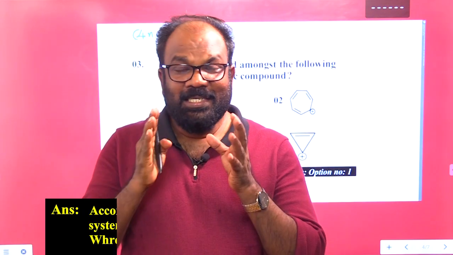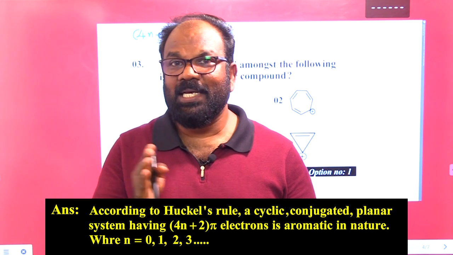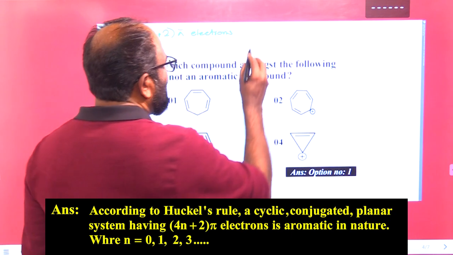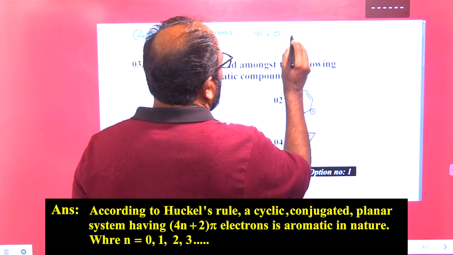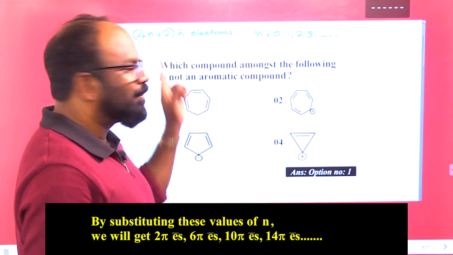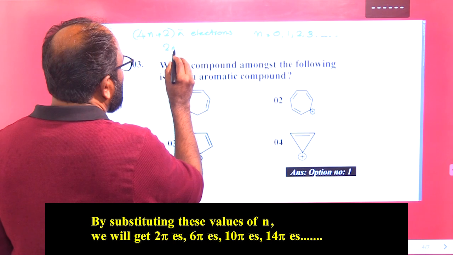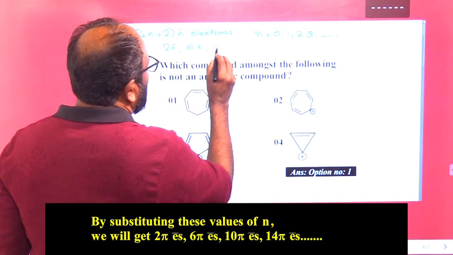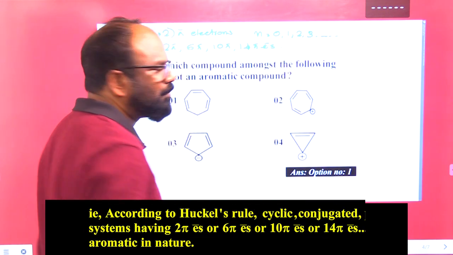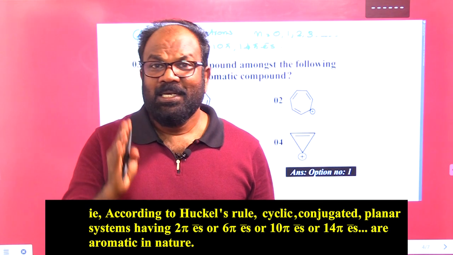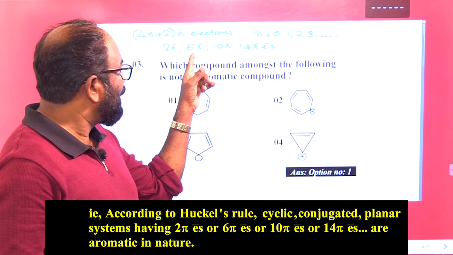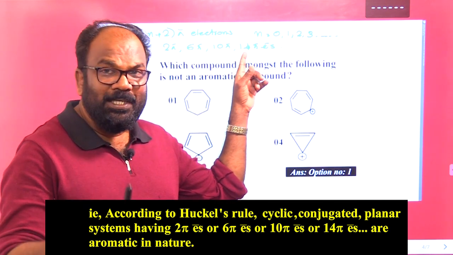According to Huckel's rule, a cyclic conjugated planar system having 4n plus 2 pi electrons is aromatic in nature, where n is equal to 0, 1, 2, 3, etc. By substituting these values of n, we will get 2 pi electrons, 6 pi electrons, 10 pi electrons, 14 pi electrons, etc. That is, according to Huckel's rule, a cyclic conjugated planar system having 2, 6, 10 or 14 pi electrons, etc.